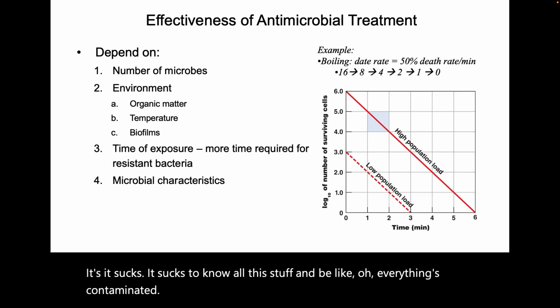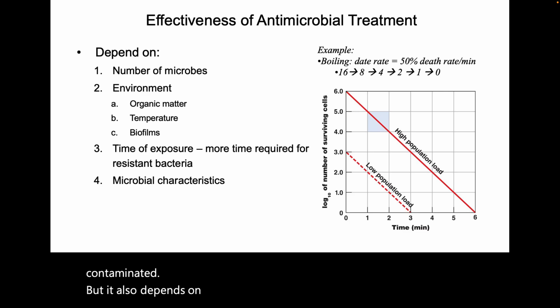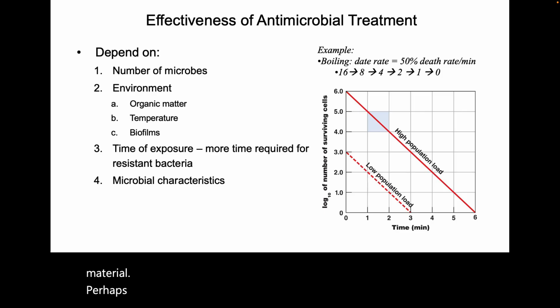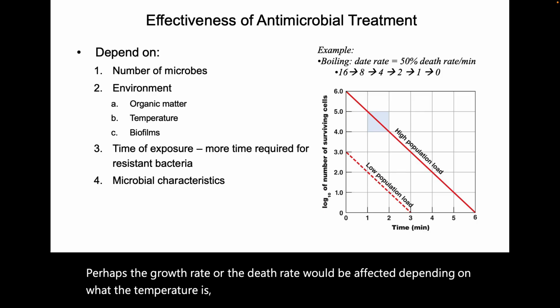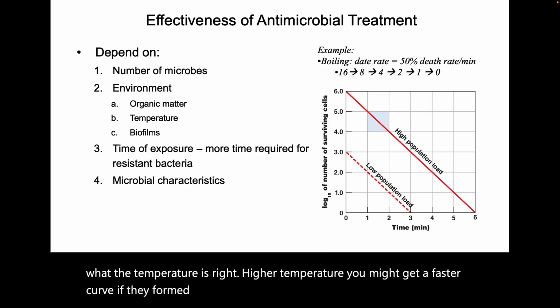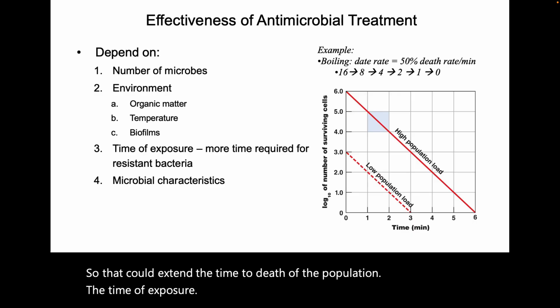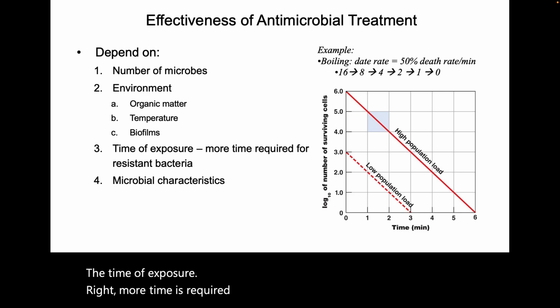But it also depends on the environment. If something is growing in organic material, perhaps the growth rate or the death rate would be affected, depending on what the temperature is. Higher temperature, you might get a faster curve. If they formed a biofilm, that makes it really tricky to get rid of things. So that could extend the time to death of the population. The time of exposure, right? More time is required for more resistant bacteria.